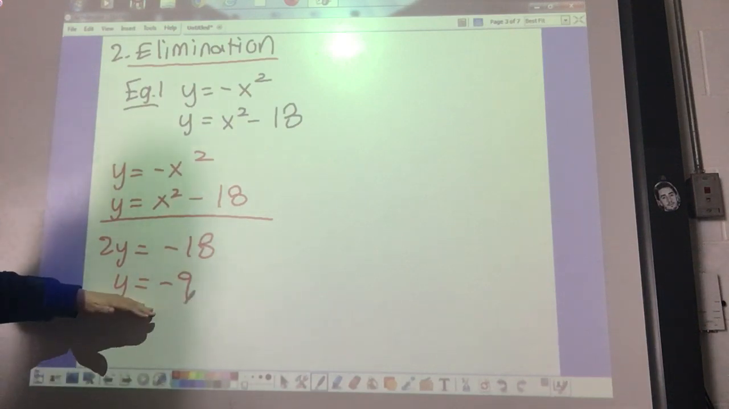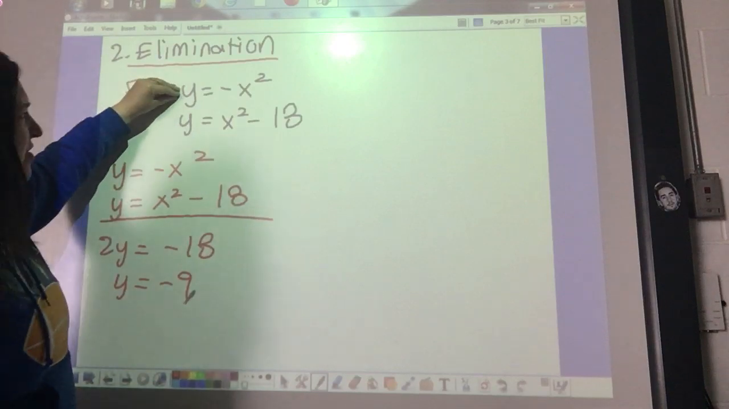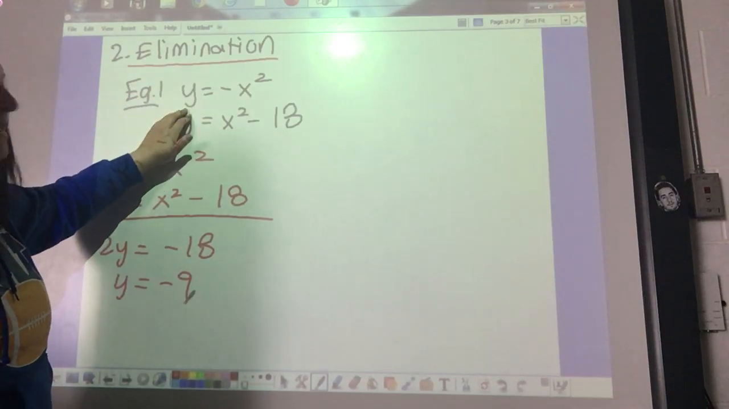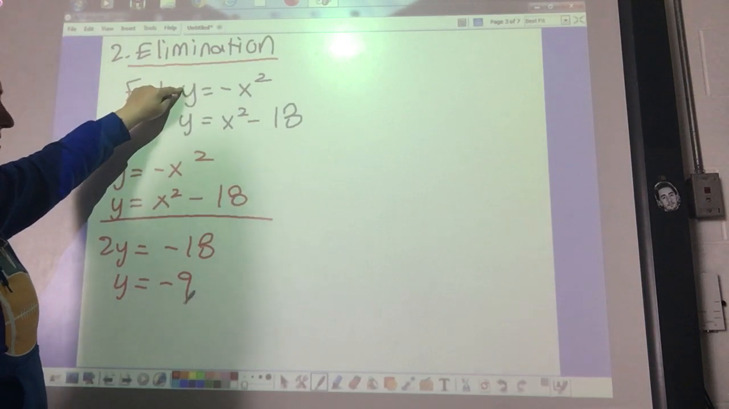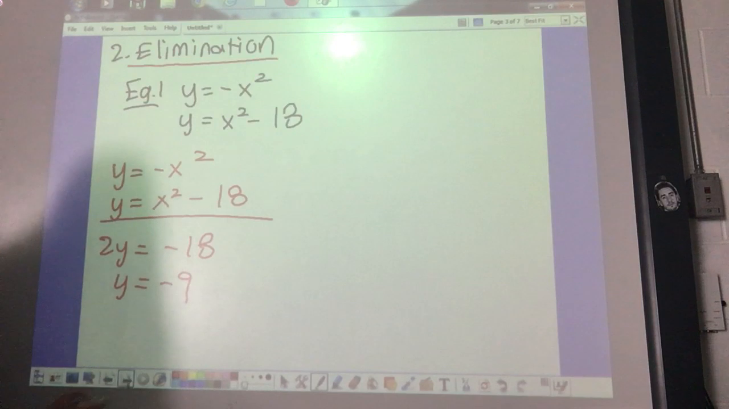So we've solved for y, but now we need to go back and solve for the corresponding x values. Well, which equation do we use? Do we use the first or the second? It doesn't matter, whichever one you think is easier. I thought the first one was easier, but if you don't like negatives, you could have used the second one. It doesn't matter, it should lead to the same answer.